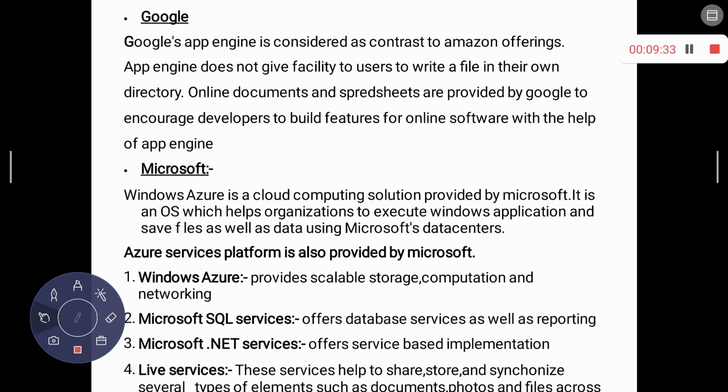Google, you are aware of the Google apps, the different Google apps we are now using, which contrast with Amazon's offerings. Whatever work is going on in Amazon Web Services or Amazon Cloud is exactly different. Basically, office documentation is mostly performed in Google Cloud, which is not performed in Amazon Cloud.